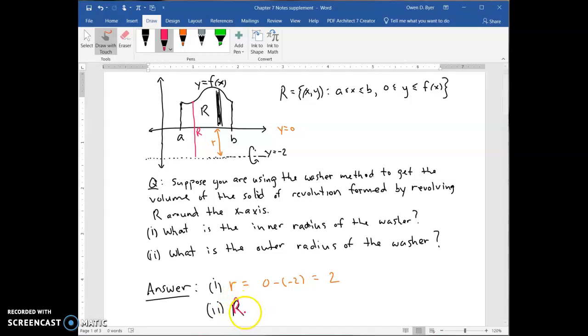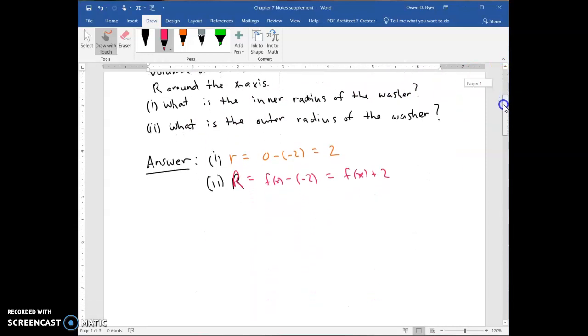Okay, so this R, again, we just subtract the y values. The y value up here is f of x, and so we have f of x as the upper y value, and we subtract the lower y value. So we get f of x plus 2. Makes perfect sense because the top is at f of x above the x-axis, and the bottom one is 2 units below the x-axis. You just subtract the -2. Those are the 2 radii that you would use in your formula when you find the volume by the washer method.